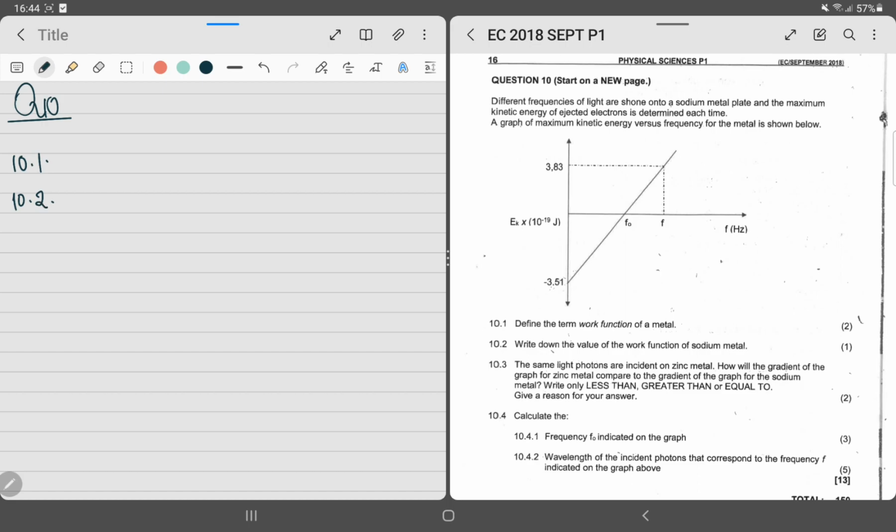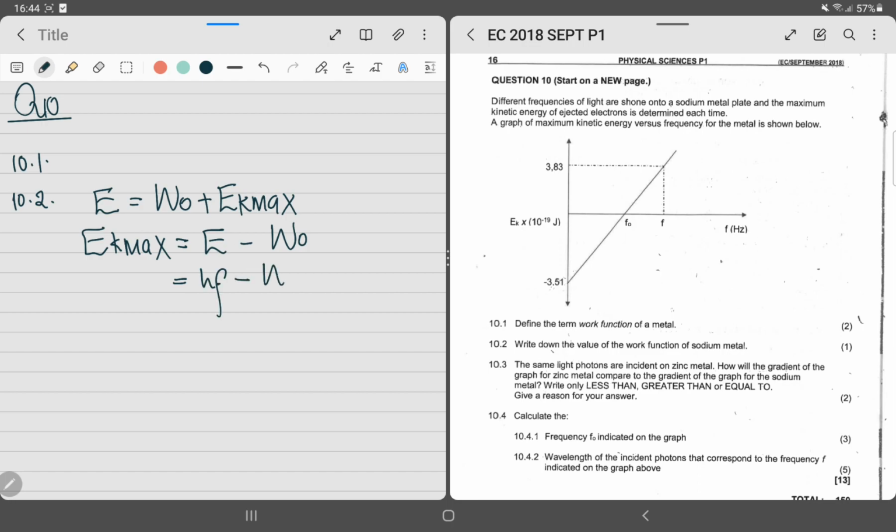10.2. Write down the value of the work function of sodium metal. Okay, so here we have the graph of EK max versus the frequency. If we take this formula and rearrange it, we'll have EK max equals E minus W0, but E is given as h multiplied by the frequency.